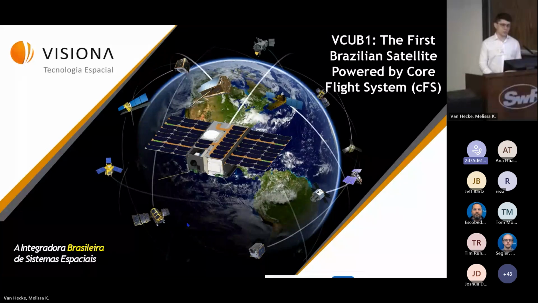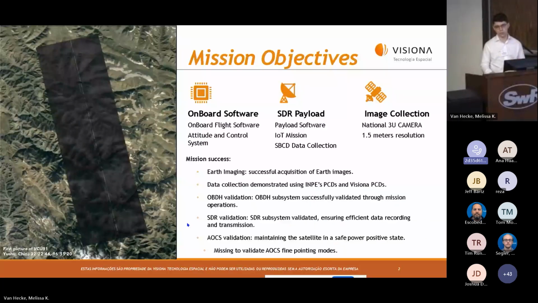First, talking about some of the mission objectives. Basically, we intended to validate our onboard software, both related to OBDH and AOCS modules, and generally perform our payload activation control. Those being our software-defined radio, our SDR payload, and our image collection equipment, our optical payload, which is a 3U camera.